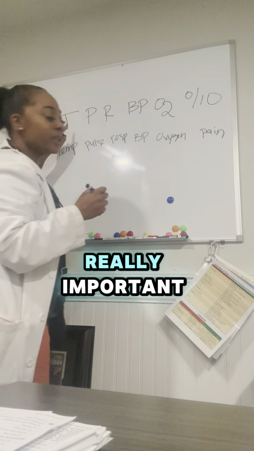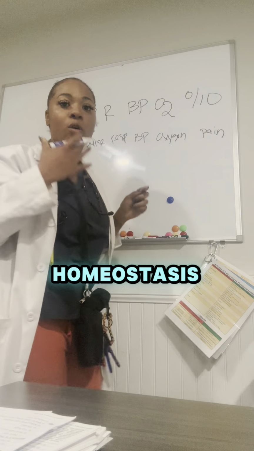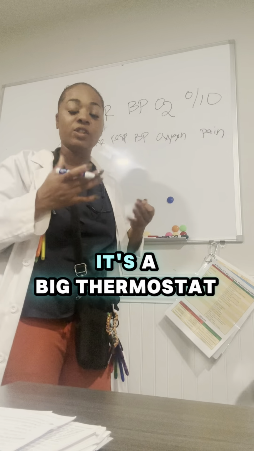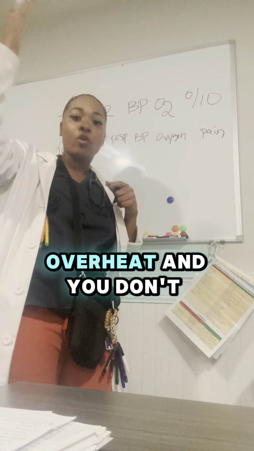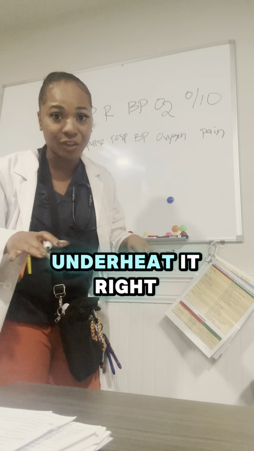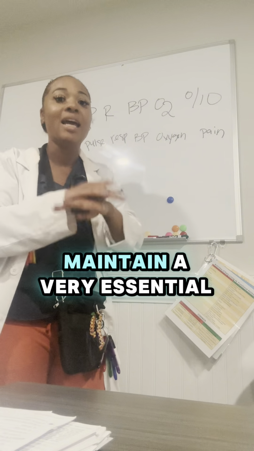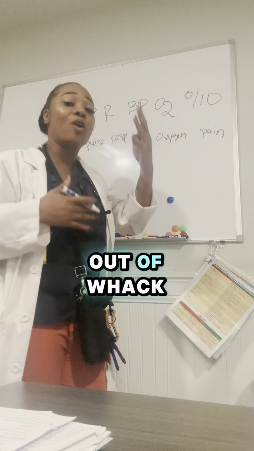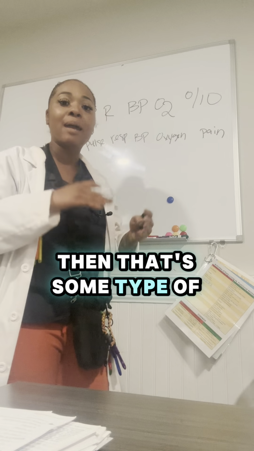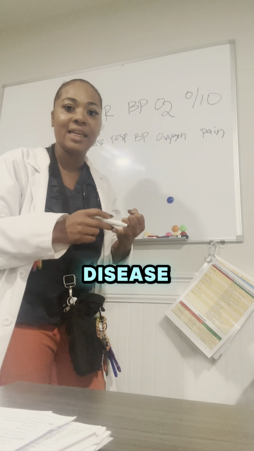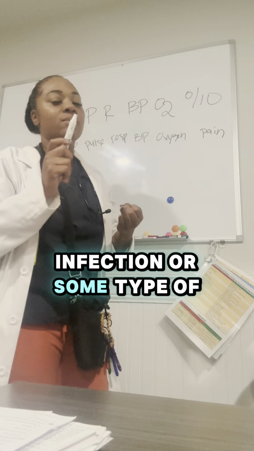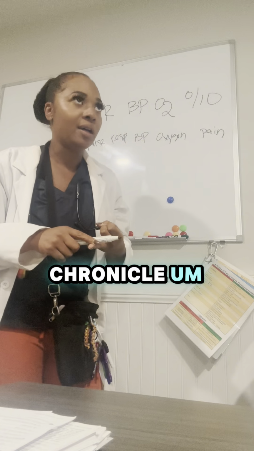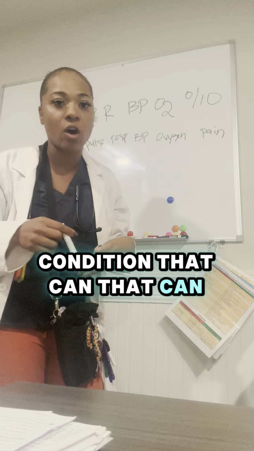The temperature is really important because our body is in homeostasis, right? It's a balance. So it's a big thermostat. So you don't want to overheat and you don't want to underheat, right? You want to keep and maintain a very essential balance. If our vital signs are out of whack, then that's some type of indication that there could be disease, infection, or some type of chronic condition that can alter us.